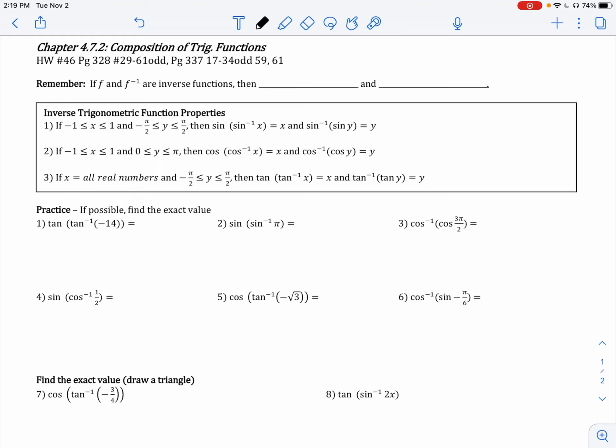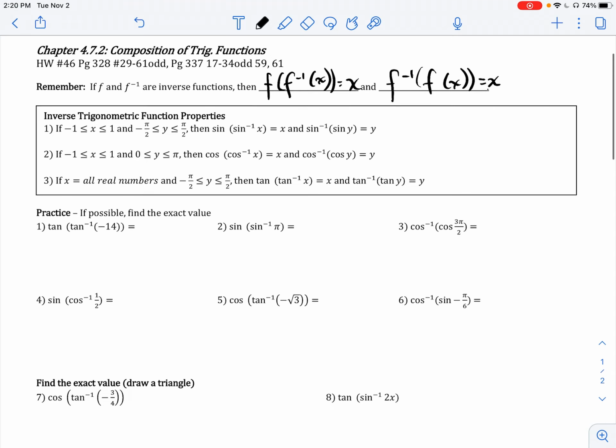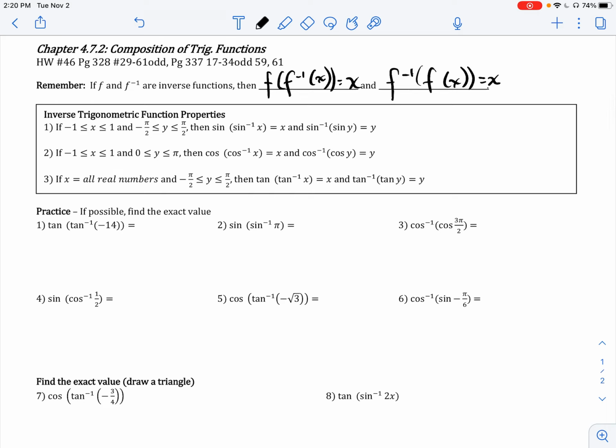this course, and we said that if a function f and f inverse are inverse functions, then the following statement is true. We would say that f composed of its inverse is equal to x. And then also its inverse composed of the function itself also has to be equal to x. And this is just one way of reminding us that inverse functions undo the operations of the other.